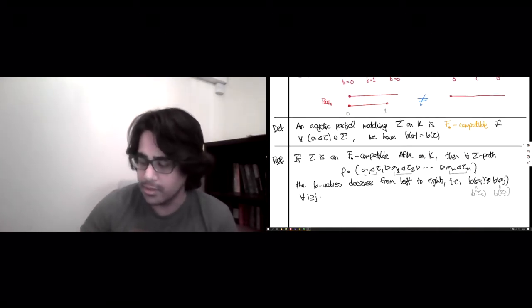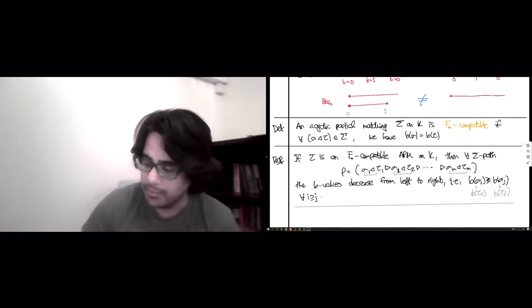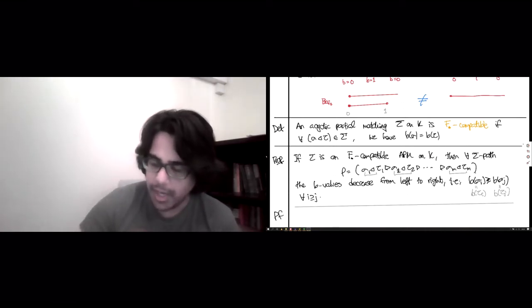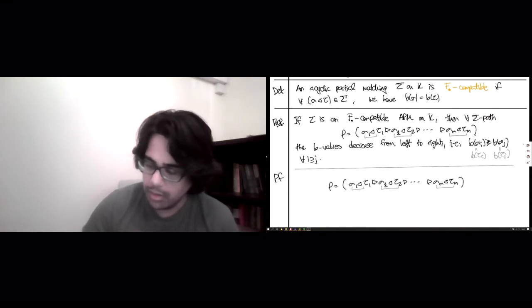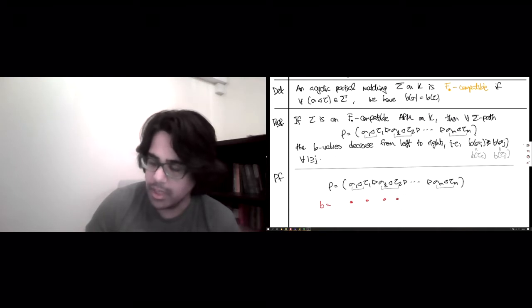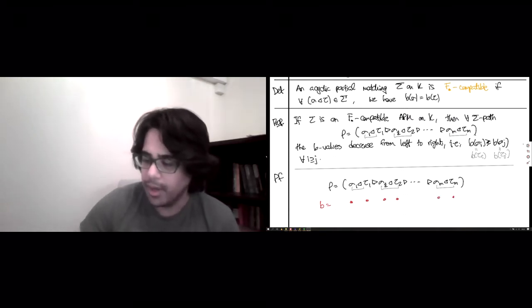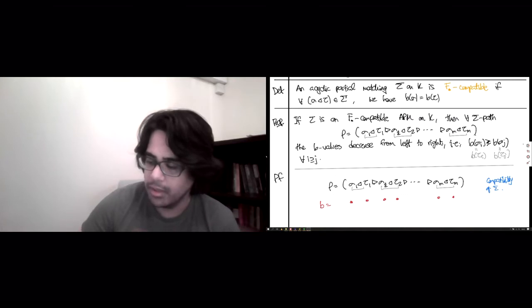And the proof is, I mean, it's silly, right? It's just so you take this path, rho, and let's just copy it down. So here it is, and here I'm going to write some B's, right? So this is some number for sigma 1. This is some number for tau 1, sigma 2, tau 2, sigma m, tau m. And by compatibility of sigma, we know that these numbers are equal.